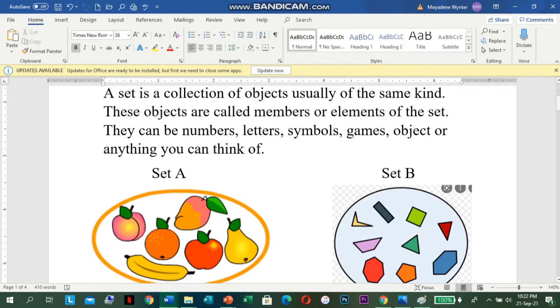These objects are called members or elements of the set. And they can be numbers, letters, symbols, games, objects, or anything you can think of. So these fruits within set A are called elements or members of set A. And these shapes within set B are called elements or members of set B. All right, great.